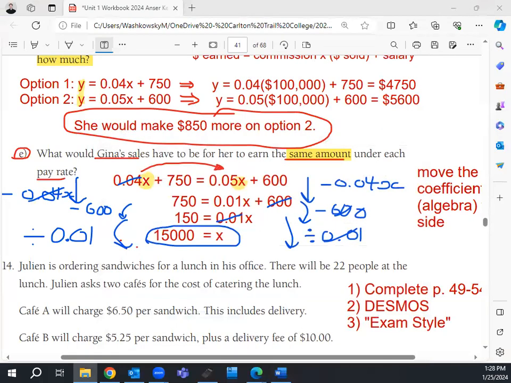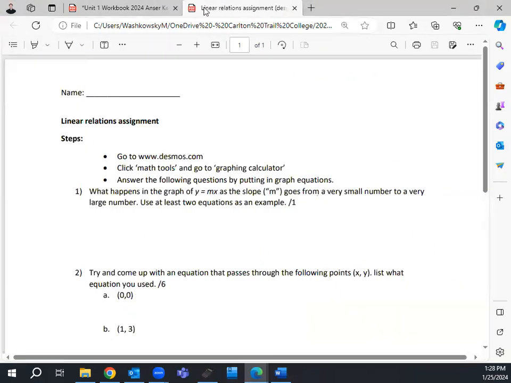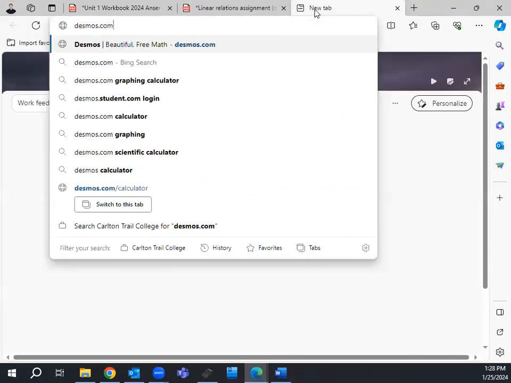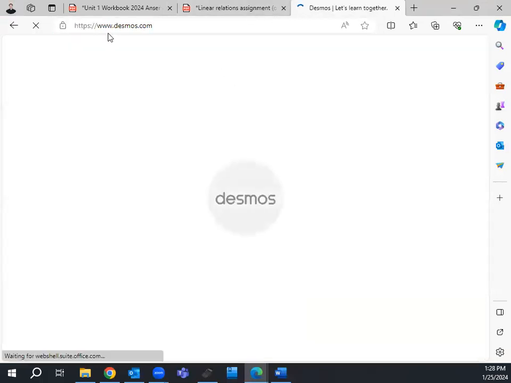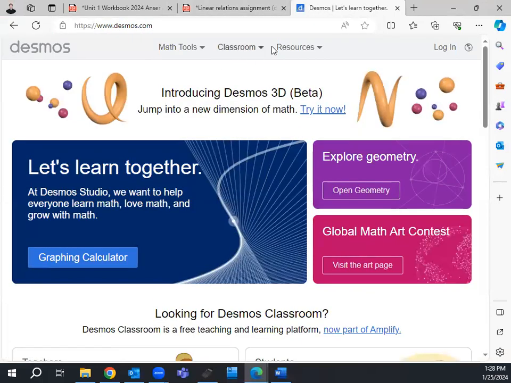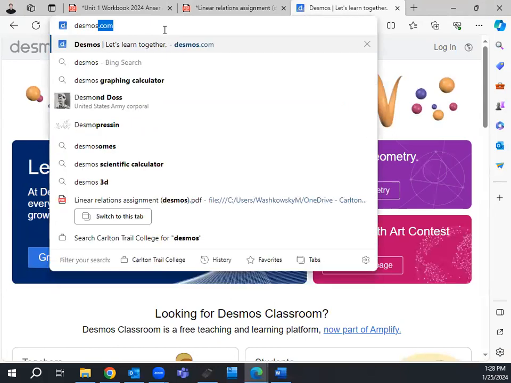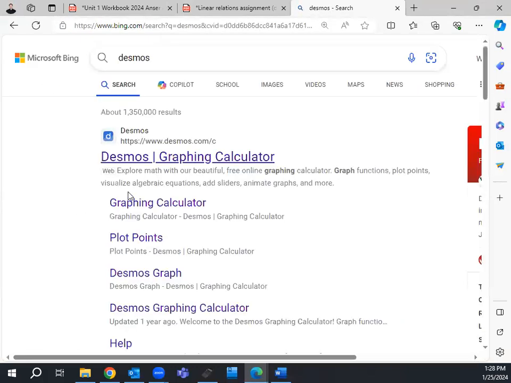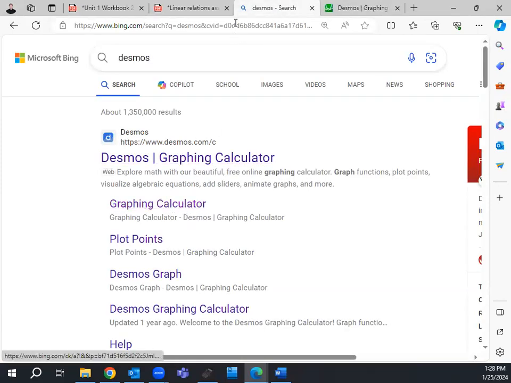The other one was this. This is the Desmos assignment, technically. Everyone should have a copy of this, again, the purple sheet. We're going to a certain website here, desmos.com. Actually, I'm just going to say, just Google Desmos and go to the graphing calculator. So we're just going to that graphing calculator there.